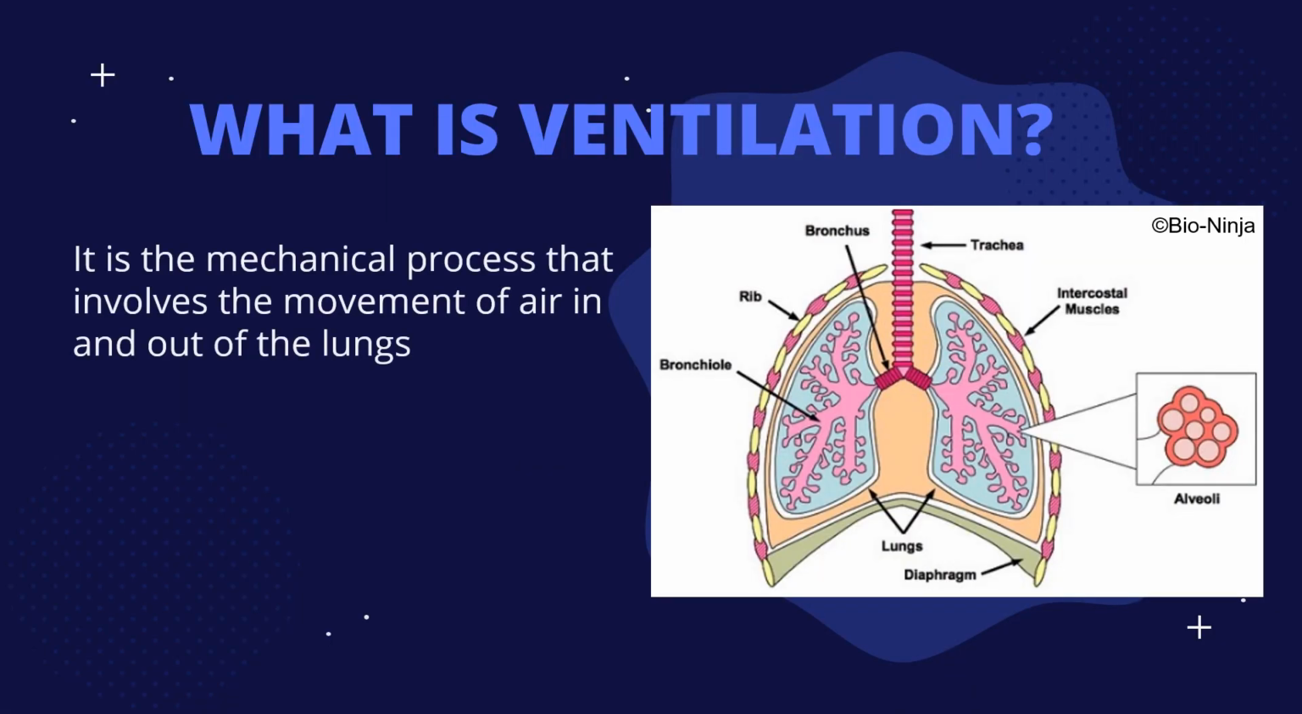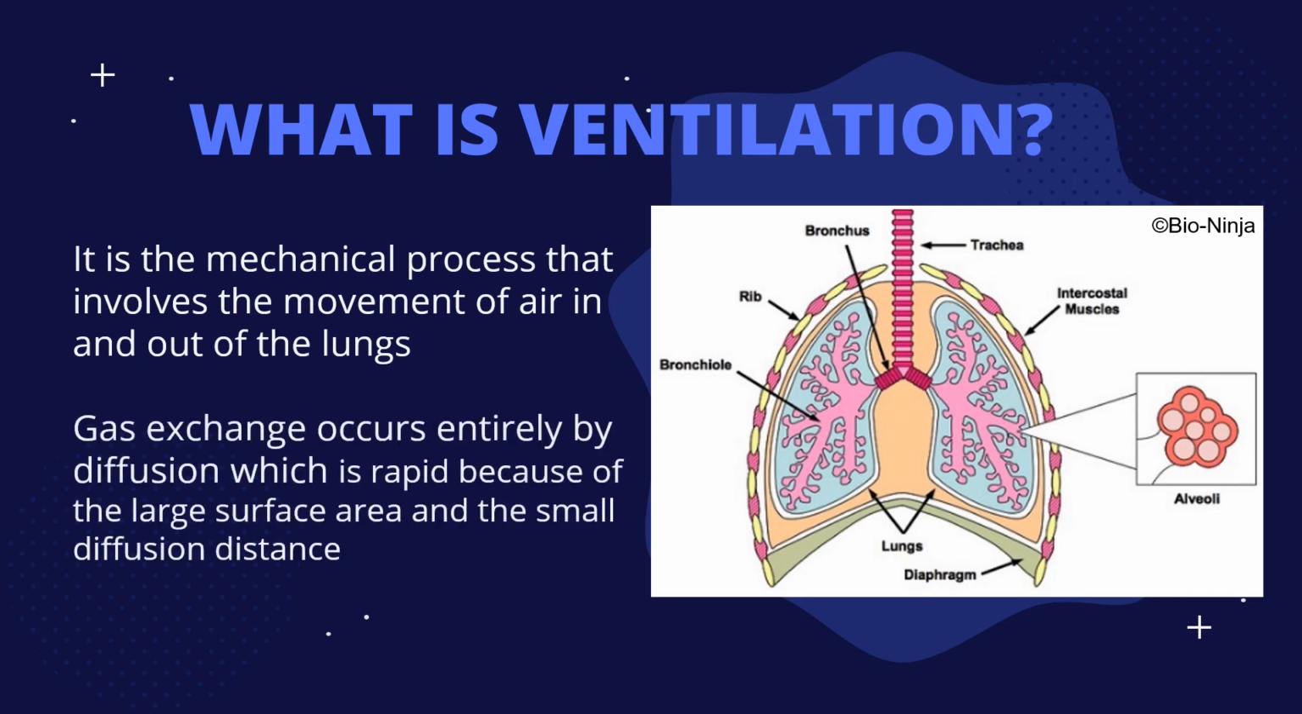The mechanical process that involves the movement of air in and out of the lungs is called ventilation, or particularly pulmonary ventilation. This process happens through the process of diffusion, in which gases are rapidly diffused or exchanged between two areas across a permeable or a semi-permeable membrane due to the presence of a concentration or a pressure gradient.